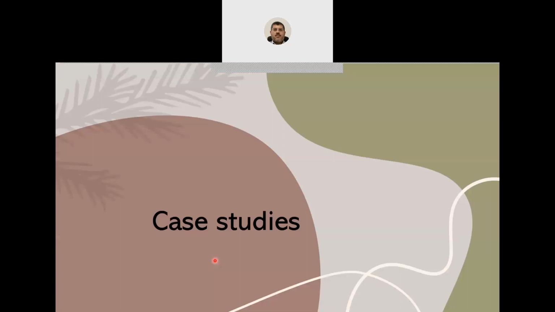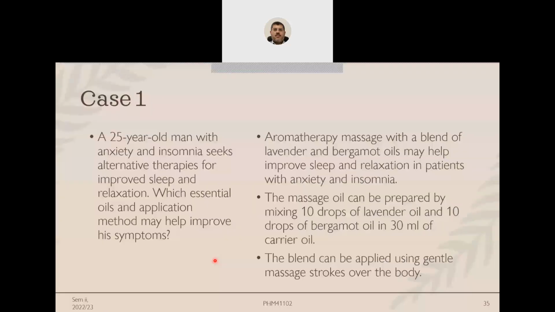Okay, almost done, just remaining, for example, 2 cases and how to answer them. So the first case is a 25-year-old man with anxiety and insomnia who seeks alternative therapies for improved sleep and relaxation. Which essential oils and application methods may help improve his symptoms? As we mentioned before, you can use blends like those we reported in previous studies. So lavender and bergamot, for example, this blend can be used to improve sleep and relaxation in patients with anxiety and insomnia.